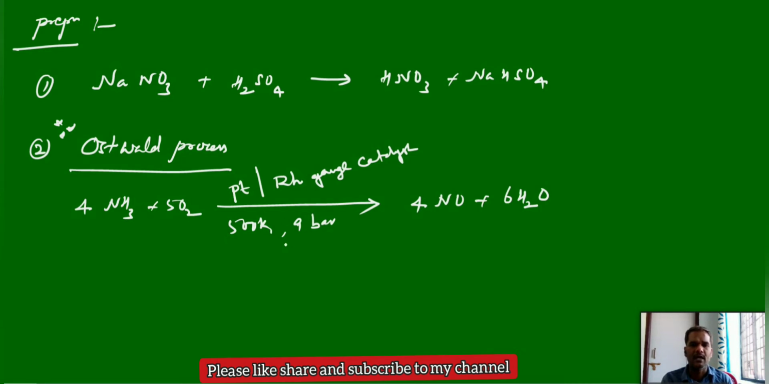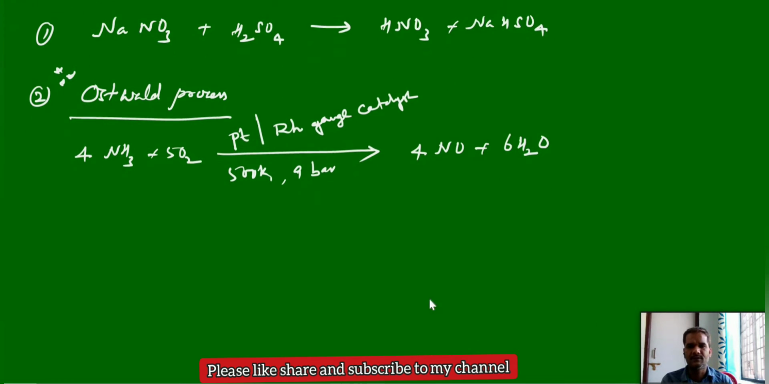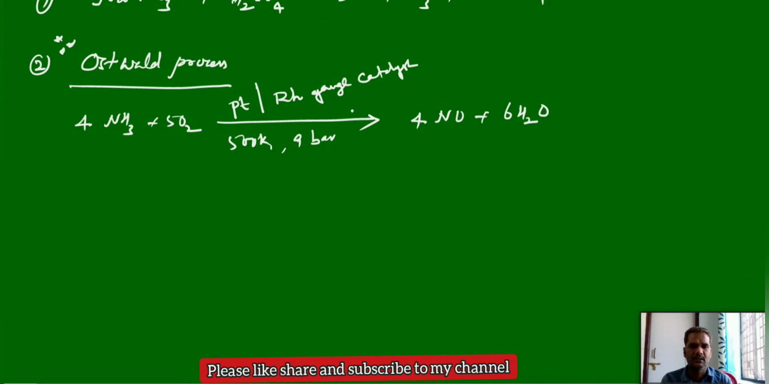Again, we require here high pressure. Why? Because here more number of moles to the less number of moles. So here 4 moles of ammonia and 5 moles of oxygen can give 4 moles of nitric oxide. This is example for heterogeneous catalysis reaction. Here ammonia, oxygen are in the gaseous state, and platinum and rhodium are in solid state. We can take for heterogeneous catalysis. And the first reaction is very important. Means they may ask you the question in different manner.